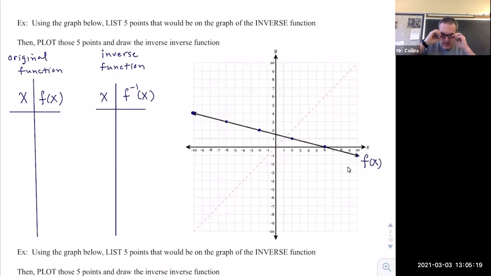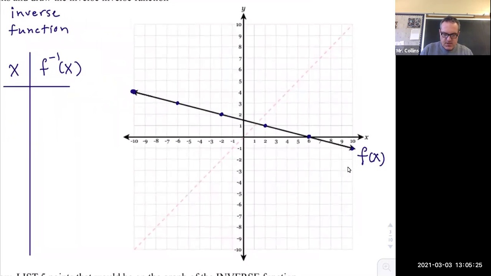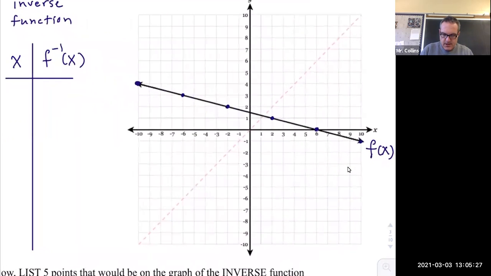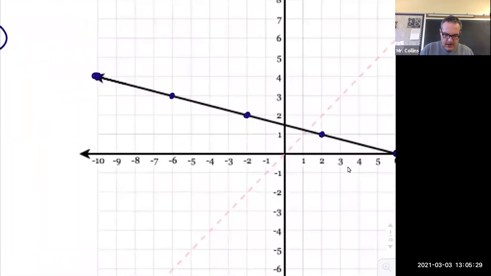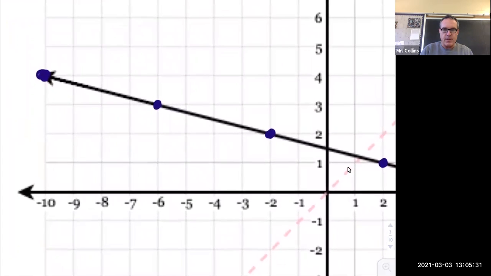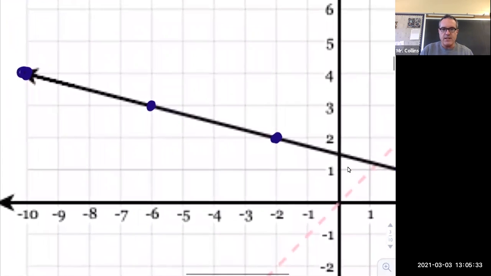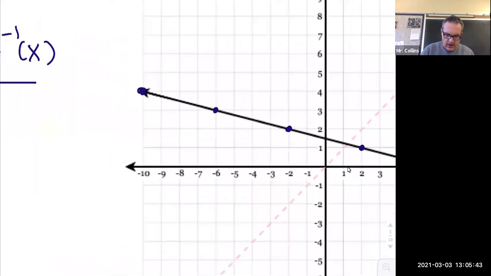All right, guys, another video about inverses. In this case, I was given a line. I wasn't specifically given points, but I'm going to zoom in and pick out the lattice points. By that, I mean points that have an integer as both the x and the y coordinates, where the line intersects the grid right at a corner point, or what I call a lattice point.